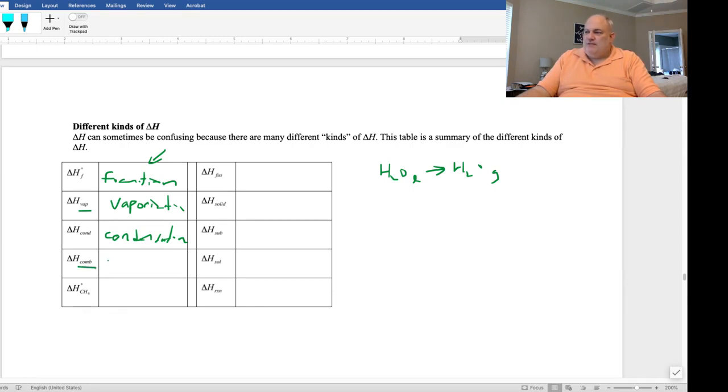Combustion, that's what we were just talking about in the previous video. And combustion is just a type of reaction. So instead of saying RXN or reaction, which is what we do here at the very end, that just means reaction. Instead of doing that, we can actually tell you what type of reaction it is.